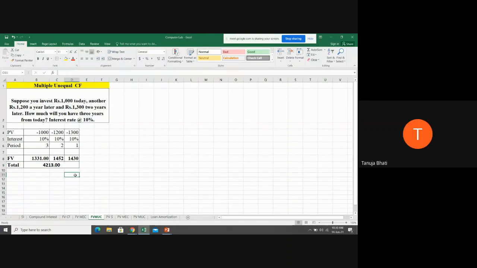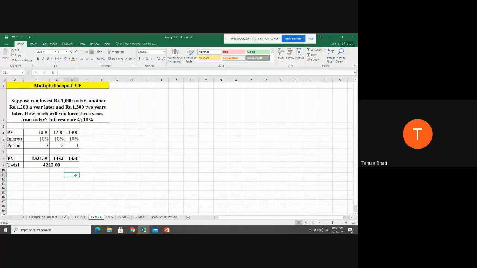Suppose using Excel, I want to find out the future value. What formula do I have to use and what are the steps I have to follow? Can anyone tell me? How do I solve future value problems using Excel?